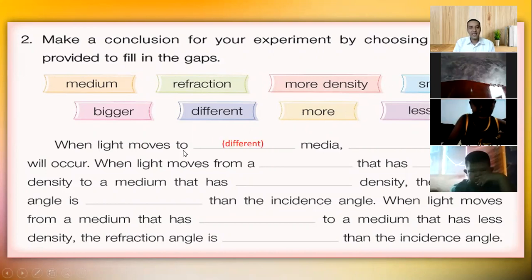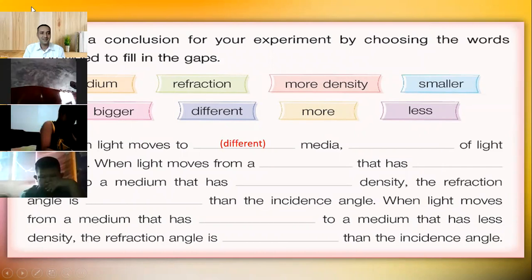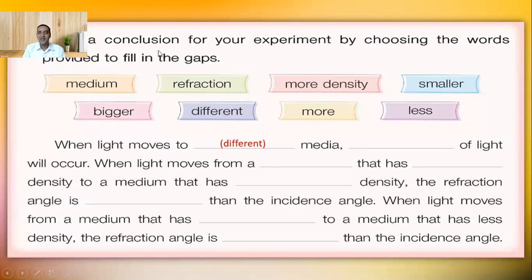Refraction. I think when light moves to different media. So next, when light moves to different media, refraction of light will occur. Okay, so we already learned when the light moves to different media, refraction of light will occur. When light moves from, what will be here? Next. Less.